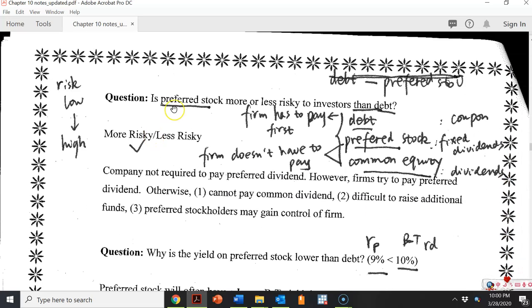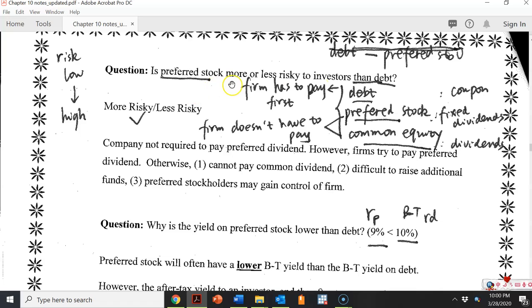Question: is preferred stock more or less risky to investors than debt? It should be more risky than debt. Remember, companies are not required to pay preferred dividend. However, companies try to pay preferred dividend, otherwise they cannot pay common dividend. It is difficult to raise additional funds. Preferred stockholders may gain control of the firm.